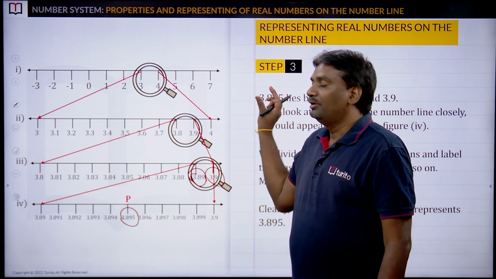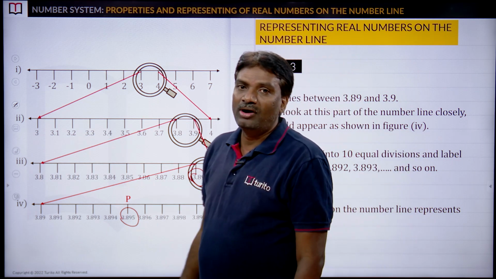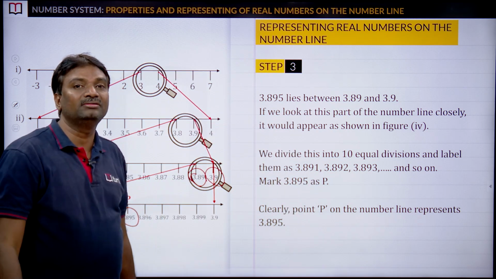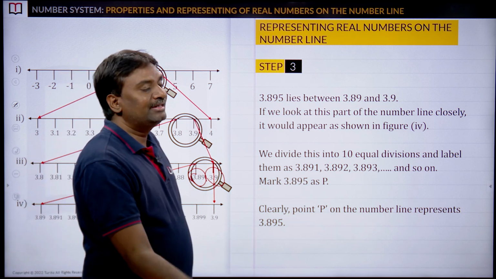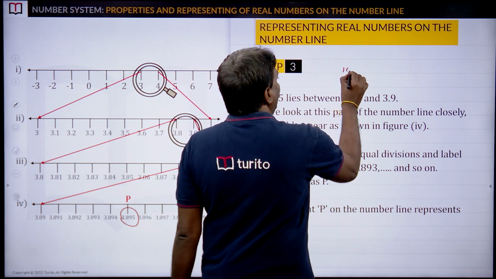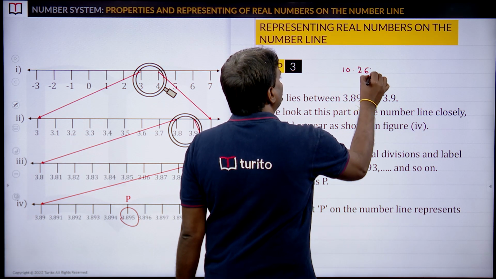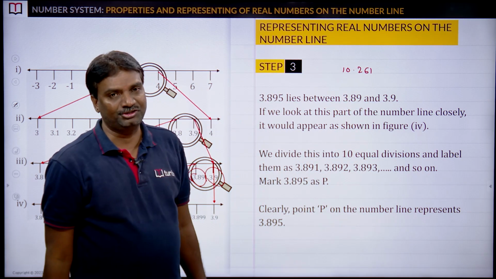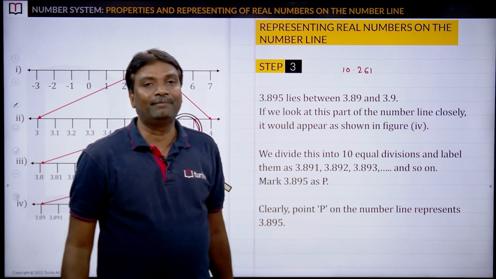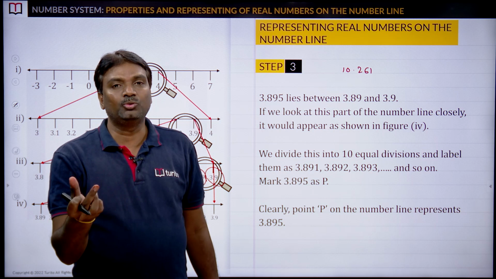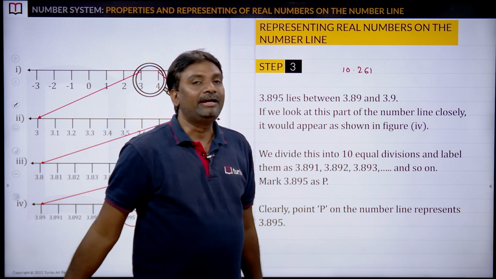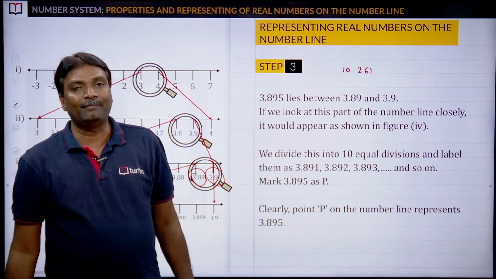Okay. So, just by taking the number 3.895 I have explained how to represent that number on the real number line. Just like that you can take any number. For example, take 10.261, you can take this as practice. Represent the number 10.261 on the real number line. It means you have to take two numbers, 10 and 11. According to that, you can represent the number 10.261 on the real number line.